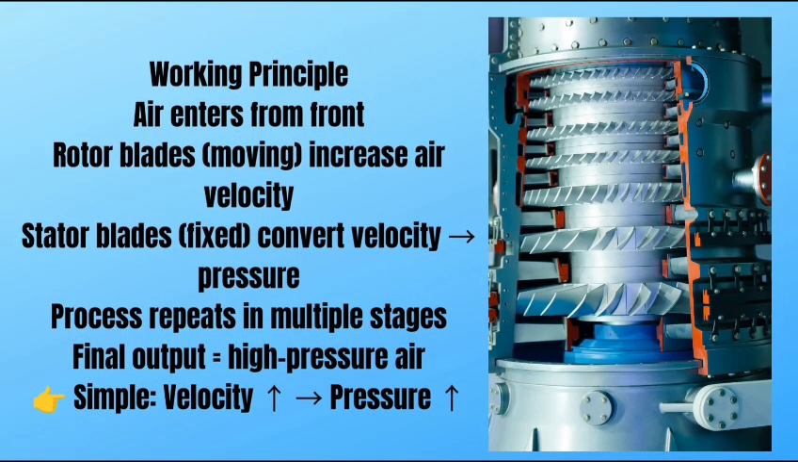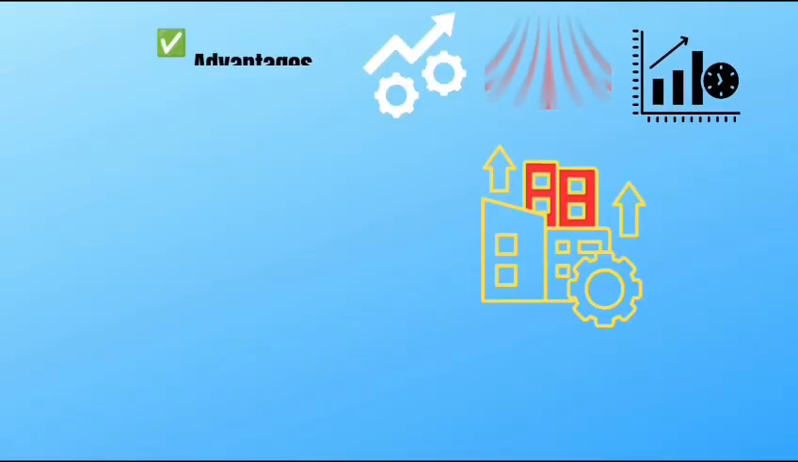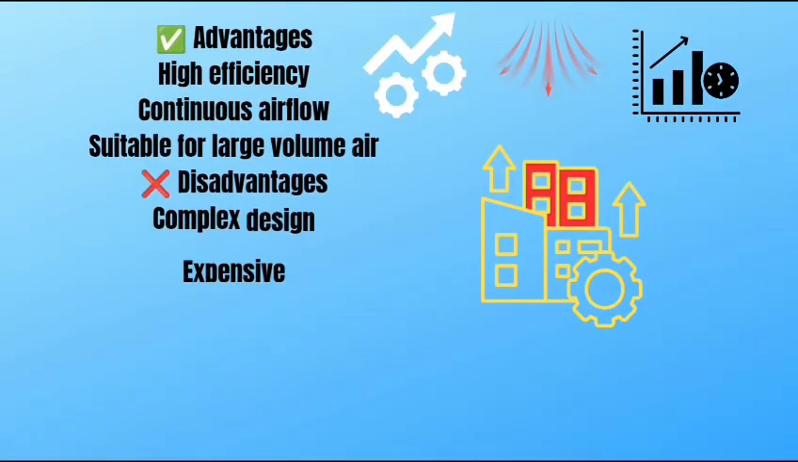Working principle: air enters from the front. Moving rotor blades increase the air velocity. Fixed stator blades convert velocity into pressure. The process repeats in multiple stages. The final output is high pressure air at low velocity.